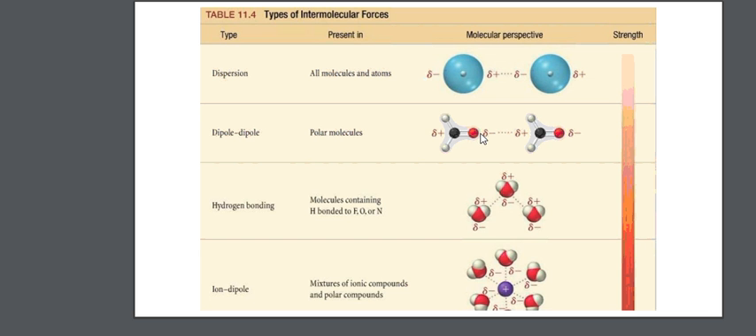So the negative of this molecule here will be attracted to the positive of this molecule over here, and vice versa. So that's why they're called dipole-dipole. This is a dipole, a polar molecule, attracted to another polar molecule, which is a dipole.